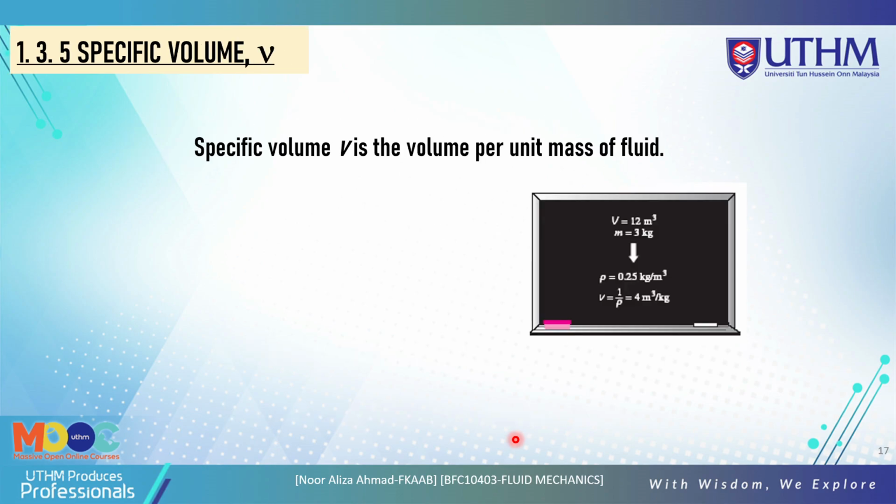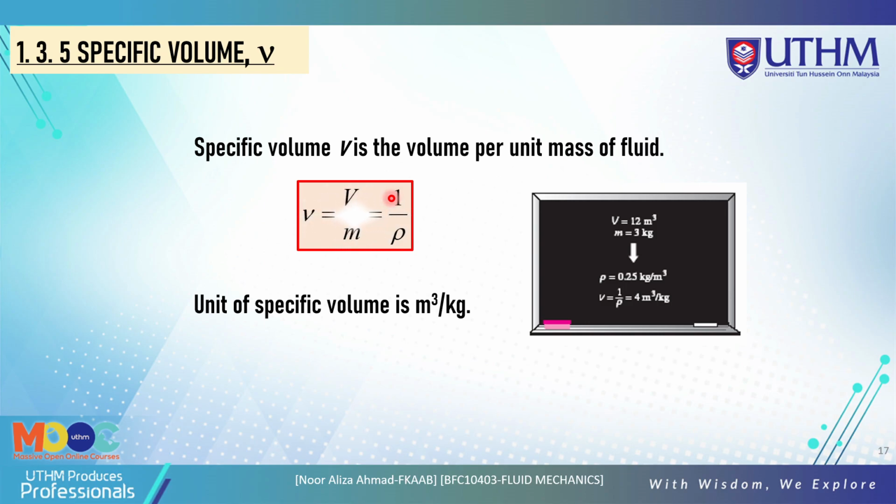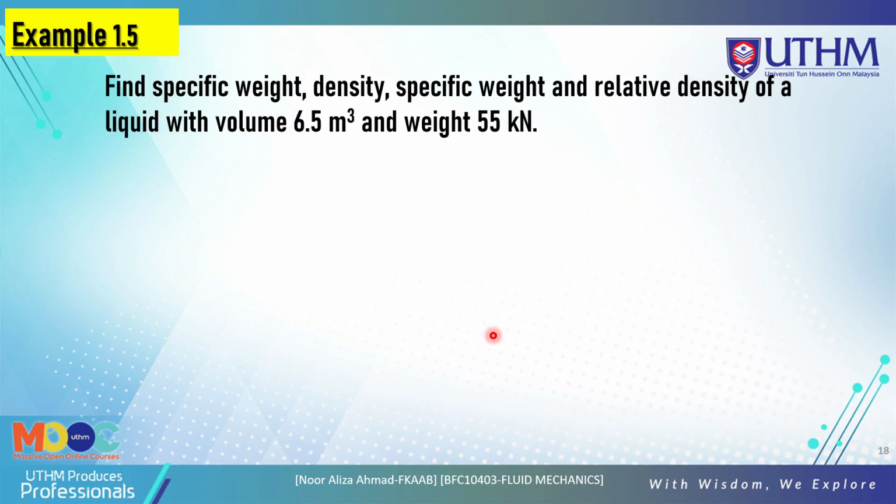Now we look at the specific volume, with the symbol small v. We know that the specific volume is the volume divided by the mass, so it is equal to 1 divided by the density. The unit of specific volume is meter cube per kg. Okay, this is the specific volume.